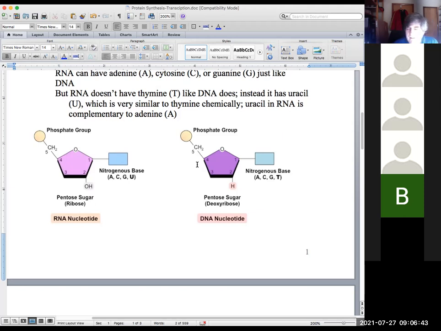Now, there can be environmental effects too. We talked about some of those the other day, but in terms of the biological difference, this is the biological difference, the order of those four letters.